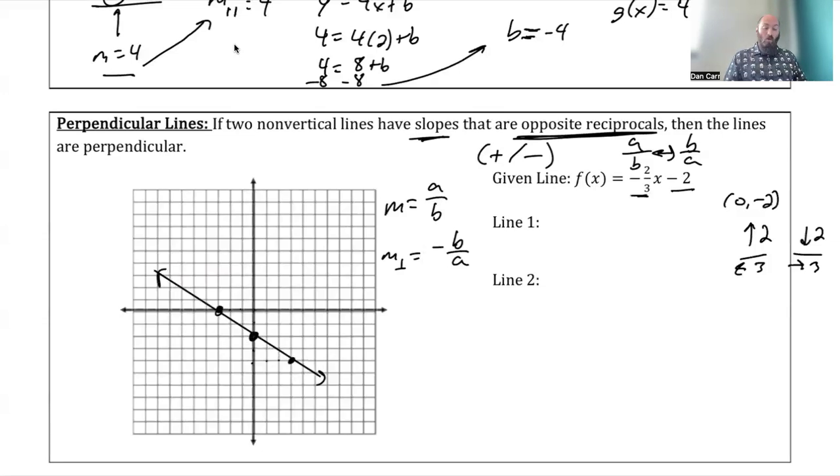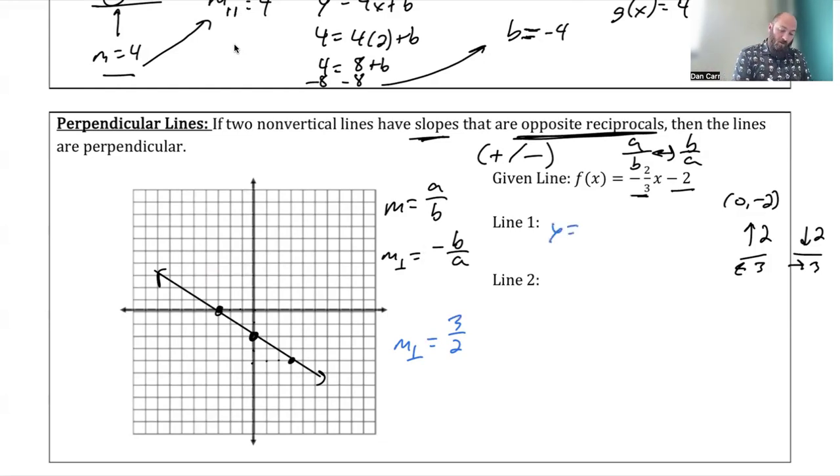Okay. So when I want to do a perpendicular line, the first thing I have to do is identify my perpendicular slope. In this case, my slope is -2/3. My perpendicular slope is going to be a positive 3/2. So I took 2/3, I flipped it to the reciprocal, and I took the negative and made it a positive.